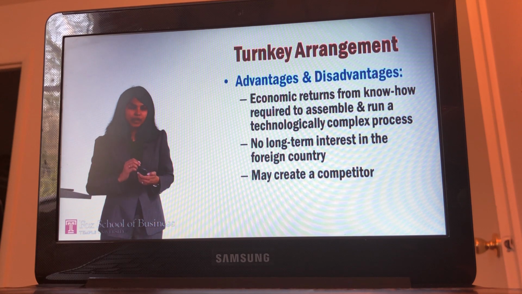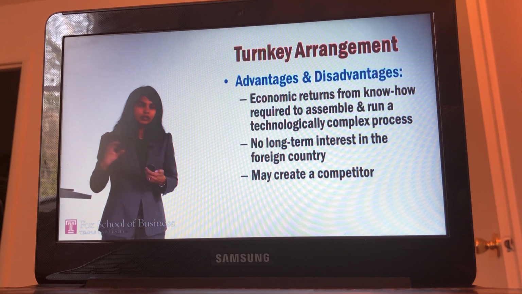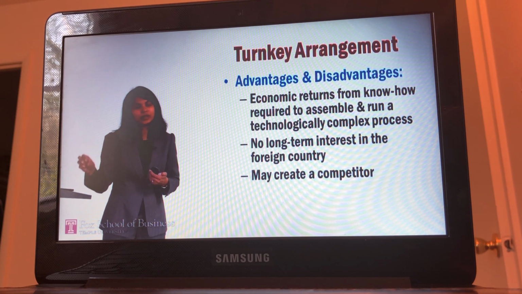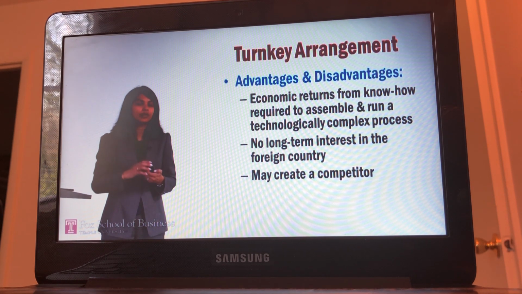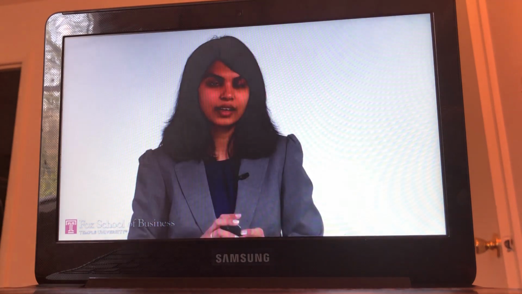And these projects make more sense when the host country government has strict regulations which inhibit foreign firms from doing FDI in that country.